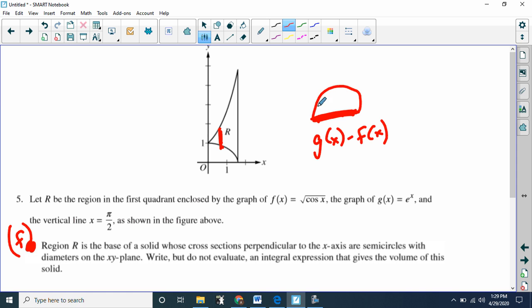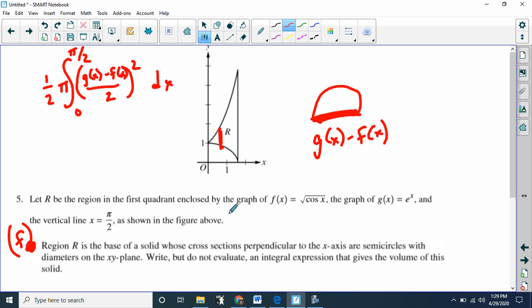So the area of one of these semicircles is 1/2, because it's a semicircle, pi times the radius squared. Well, this distance is a diameter, so the radius would be half that. So let's go g of x minus f of x over 2. And then we need to add up all those, so we need to integrate from 0 to pi over 2 dx.